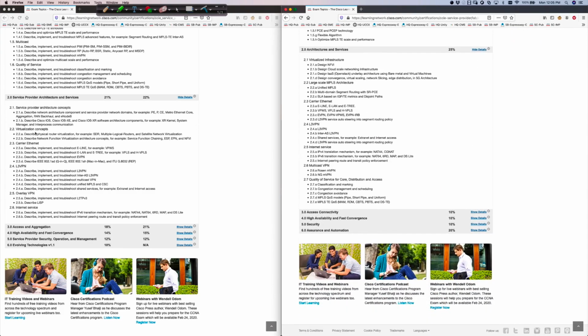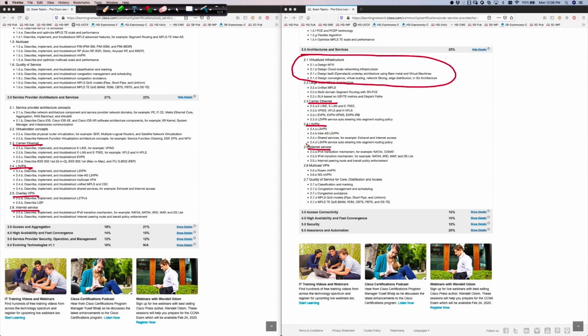Here, if you look at the core differences, in the old blueprint we had basic concepts, which was mainly for the written exam, but here we learn about Carrier Ethernet, L3 VPNs, overlay VPNs, and internet service, where we have pretty similar to the older blueprint. We still have the internet service, L3 VPN, and Carrier Ethernet, and what's basically added is virtualized infrastructure, where we would look at network function virtualization, maybe designing it or optimizing it from the perspective of a large-scale infrastructure.